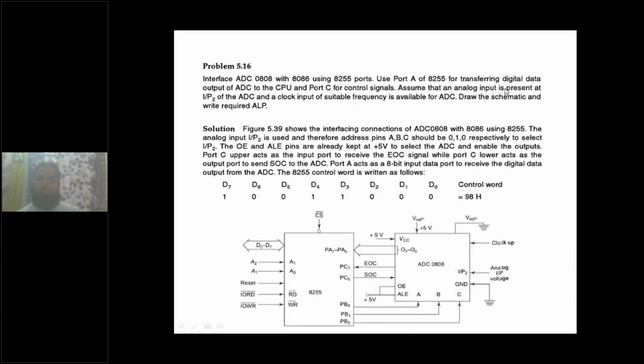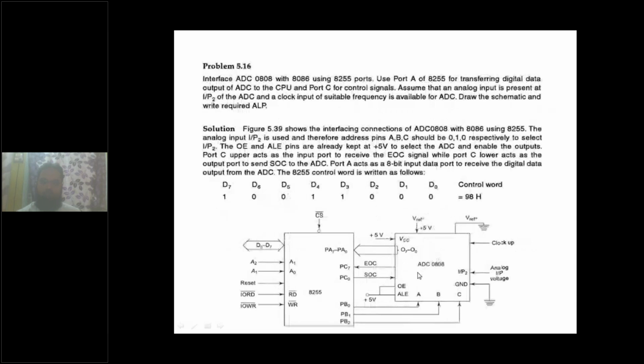Assume that an analog signal is present at input 2 of the ADC, and a clock input of suitable frequency is available for the ADC. Whatever it may be, we need to take a suitable frequency. Draw the schematic diagram and write the assembly language program for this. So this is the diagram. This is the 8255 and this is the A to D converter, and at this part you can observe the 8086 microprocessor.